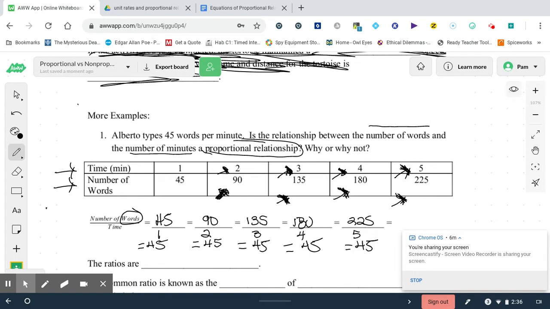So if you're looking at all these ratios, basically 45 over 1 is 45. 90 over 2 simplifies to 45 or 45 over 1. 135 over 3 simplifies to 45 or 45 over 1. 180 over 4 simplifies to 45 or 45 over 1. 225 over 5 simplifies to 45 or 45 over 1. So since all of them simplify to 45 or 45 over 1, we say these ratios are constant. In other words, they're equal to each other, okay? They're the same.